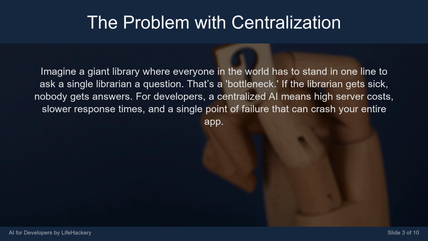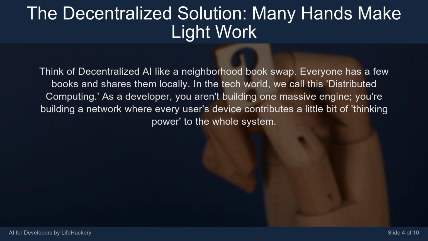For developers, a centralized AI means high server costs, slower response times, and a single point of failure that can crash your entire app. Think of decentralized AI like a neighborhood book swap. Everyone has a few books and shares them locally. In the tech world, we call this distributed computing. As a developer, you aren't building one massive engine. You're building a network where every user's device contributes a little bit of thinking power to the whole system.